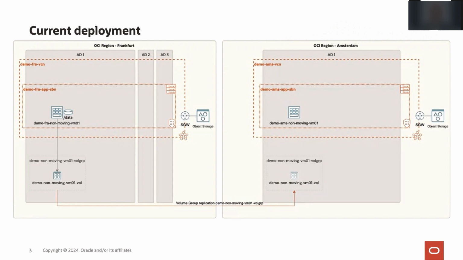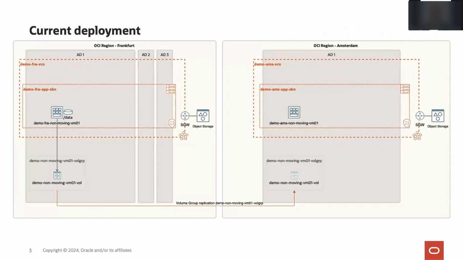The architecture used for this demo consists of two VMs. One is deployed in Frankfurt and the other one in Amsterdam. As you can see in the diagram, the VM in Frankfurt has an attached block volume mounted on /data. This block volume is part of a volume group and is seamlessly replicated to the standby region in Amsterdam. Please keep in mind that the volume group does not contain the boot volume of the VM instance in Frankfurt.